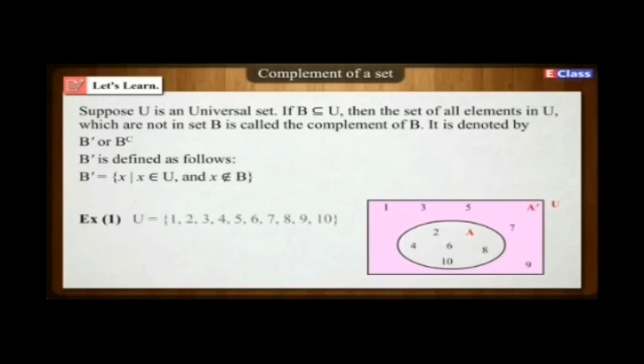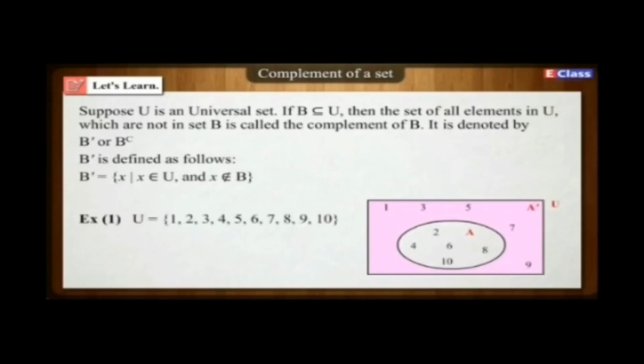Complement of a set. Suppose U is a universal set. If B is a subset of U, then the set of all elements in U which are not in set B is called the complement of B. It is denoted by B with a dash over it or B with a small c over it, and we read it as B complement. B complement is defined as follows: B complement is the set of all x such that x belongs to the universal set and x does not belong to set B.